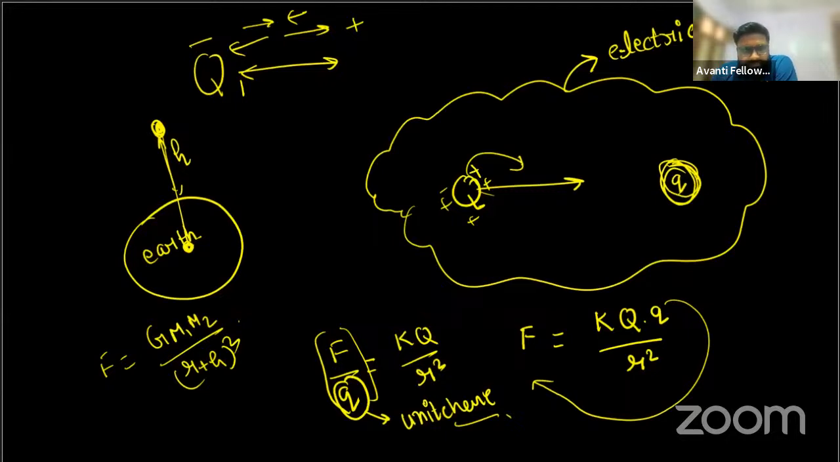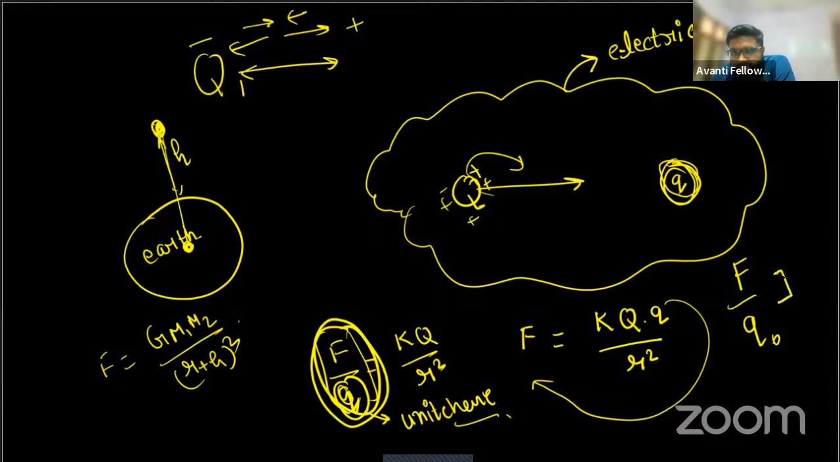So when this charge will become unit charge, so this formula, if you will see, this F upon Q naught, Q naught is a unit charge, so it will become what? This is force per unit charge, which means this charge has a magnitude of 1 coulomb. Forces have a unit of Newton. So this particular quantity is Newton per coulomb.